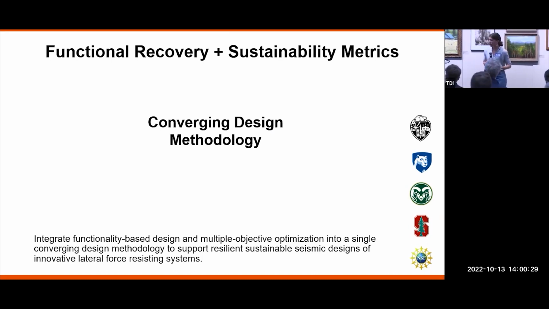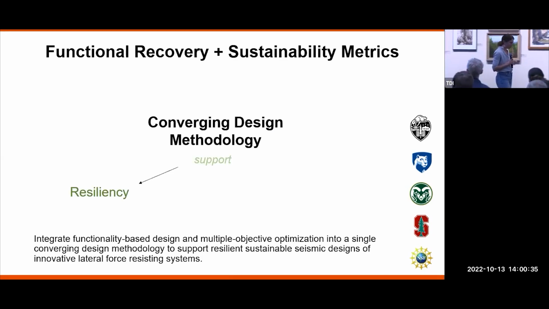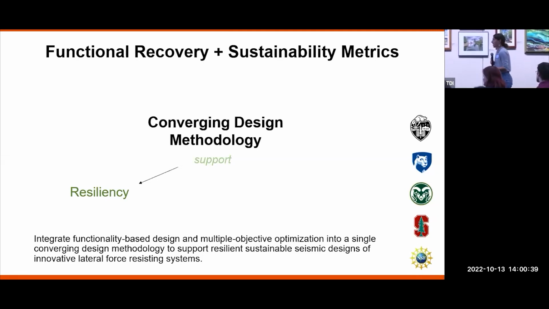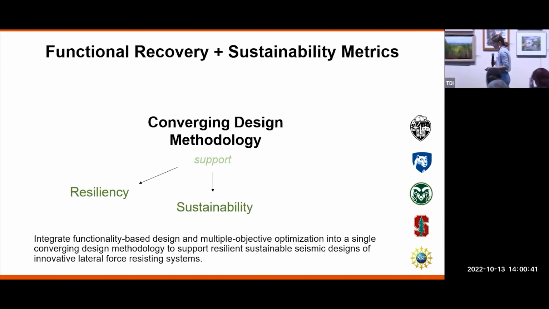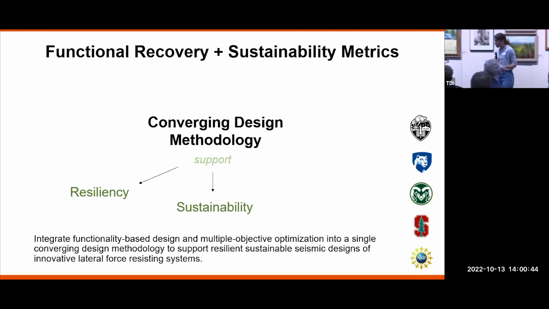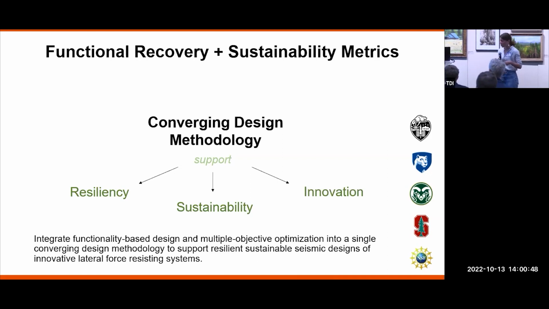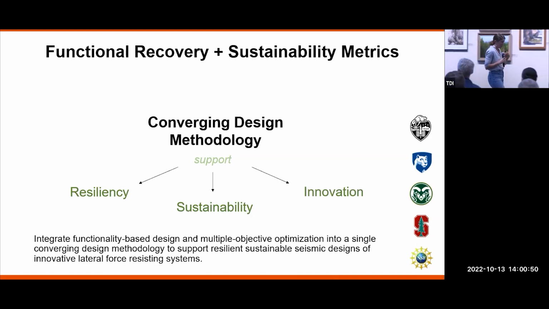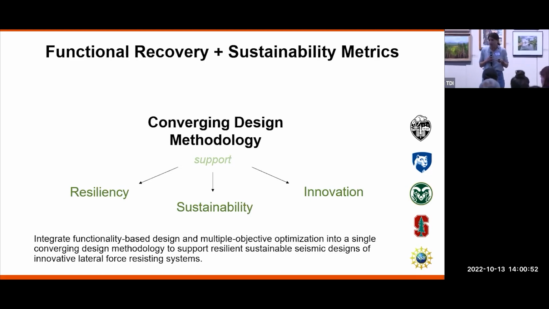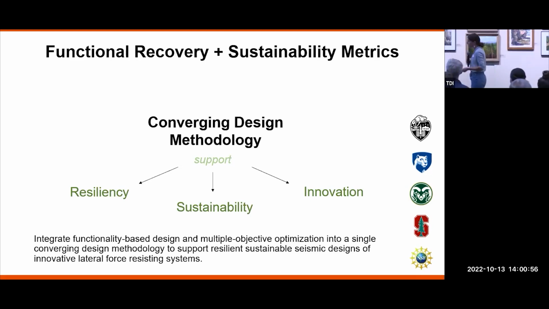And so we're lucky in that as we think about mass timber design in seismic regions, we want to be able to support this idea of resiliency, of being able to bounce back after a significant seismic event. We also have sustainability benefits that are coming with these types of systems. And then hopefully the combination of those two things and the fact that mass timber has not quite been codified yet will also foster innovation in this industry.